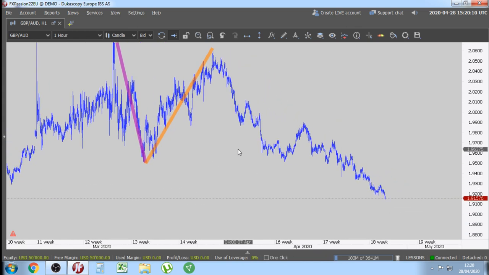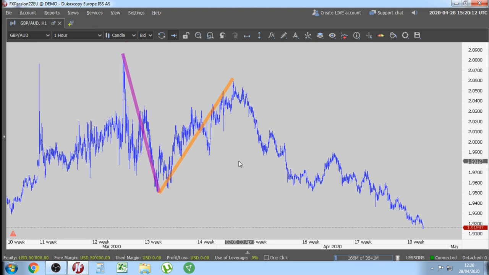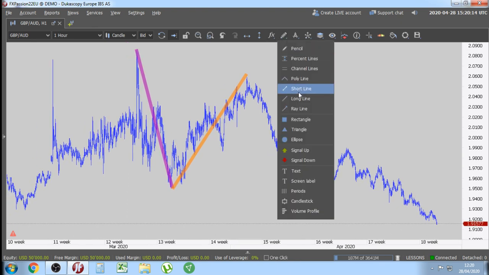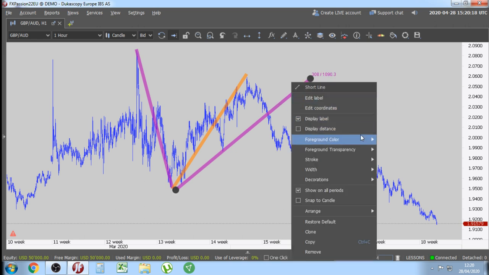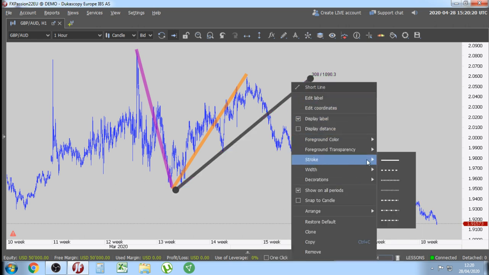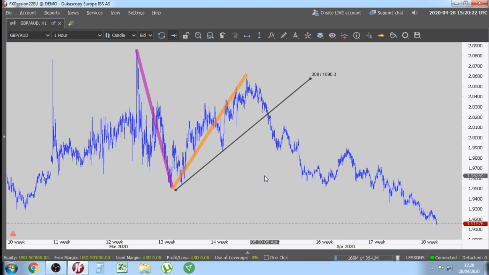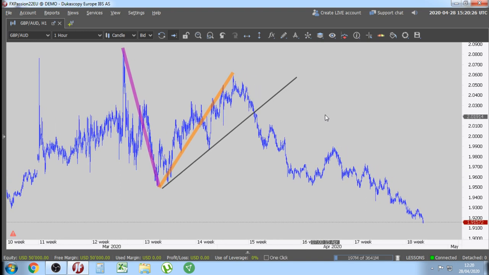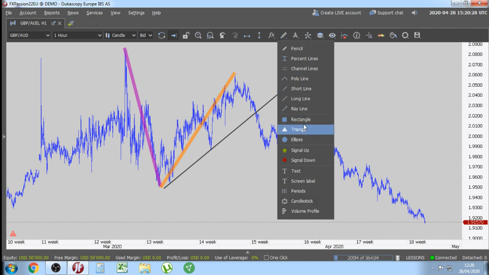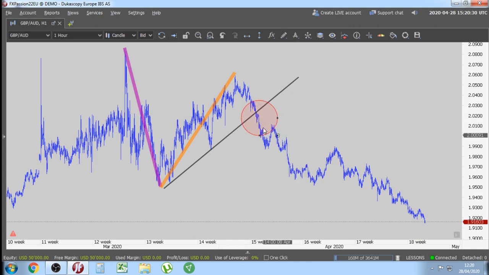So where are the opportunities? Well, the risky one, right? Because it's the first one, this would be the risky one. This was the counter trend line break of the structure on GBP AUD 1 hour chart. And this was a risky entry, everybody. Why is that? Because the market was not pushing down yet.